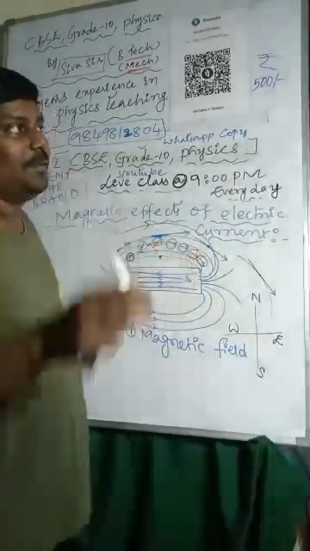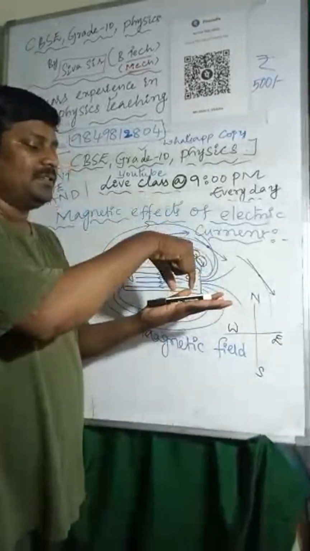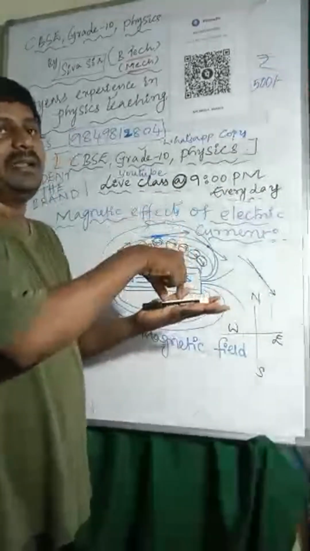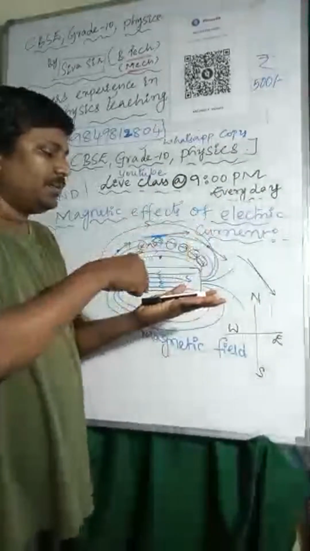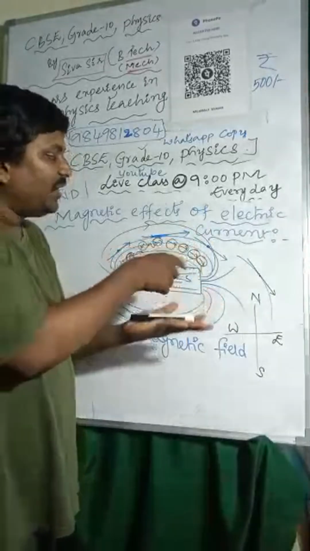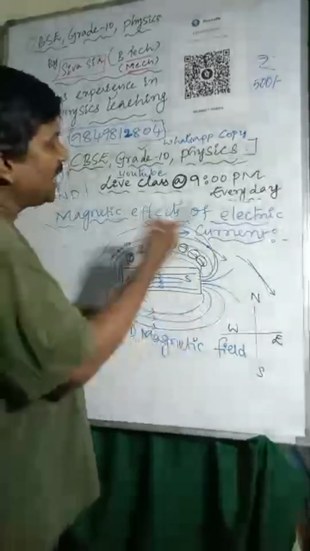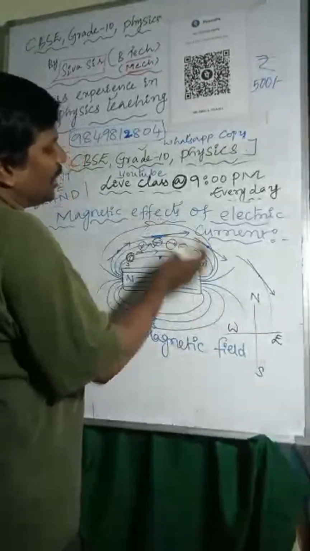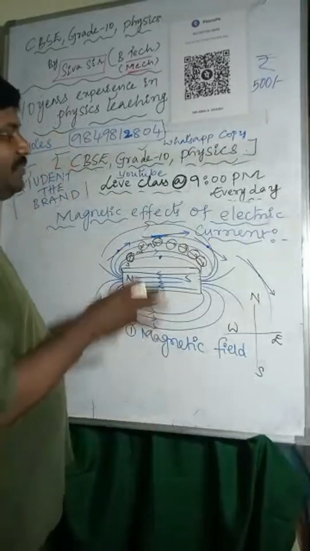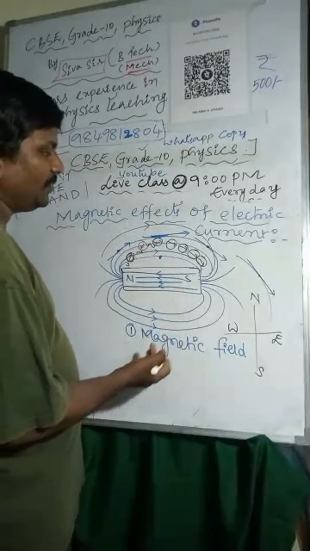So if you place a compass on the magnet, it shows north pole this side and south pole this side, because the direction of the field lines is from south to north inside of the bar magnet. Outside of the bar magnet, it is north to south. Okay, so this is about the field and field lines, and how it will be outside of the bar magnet and inside of the bar magnet.